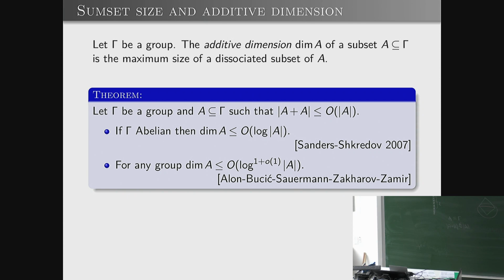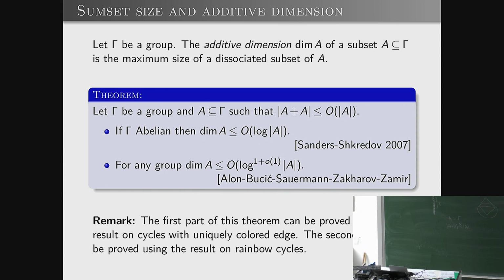And the original proofs were different, but the proofs one can give use these results about cycles in edge-colored graphs. Actually, to prove the first result, you can use a simple lemma which says that if you have n log n edges and they are properly colored, then you have a cycle with a uniquely colored edge. And to prove the non-abelian version, you need a stronger result about rainbow cycles, which was proved by Alon, Bucić, Sauermann, Zakharov, and Zamir. Okay? So this is another interesting setting in which this result appears.